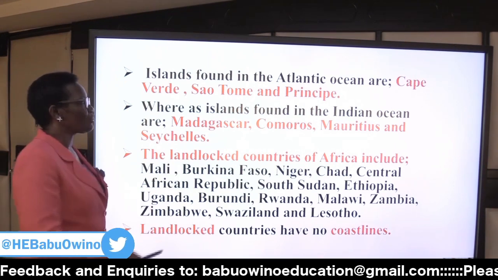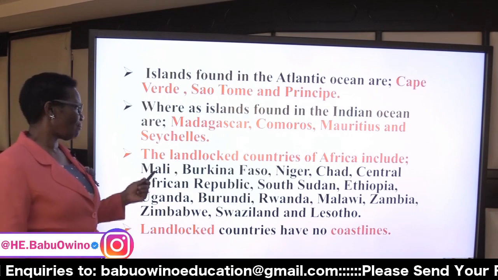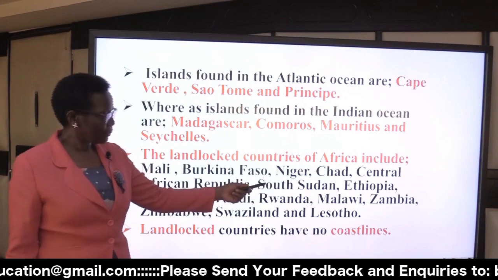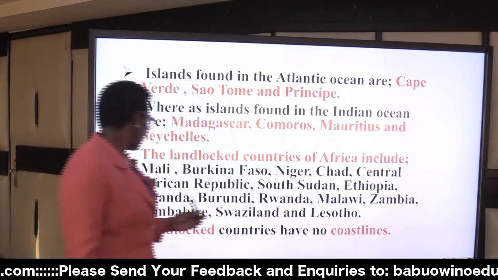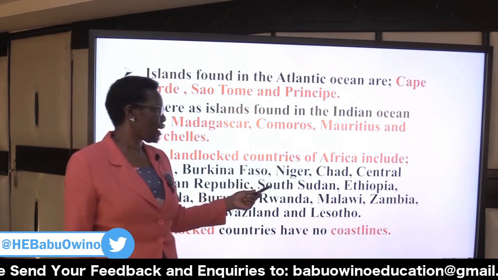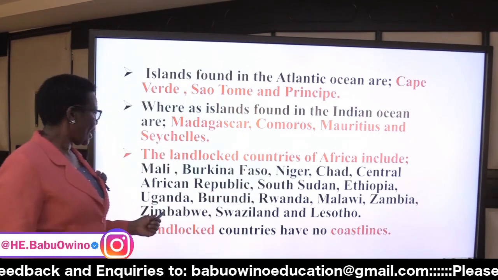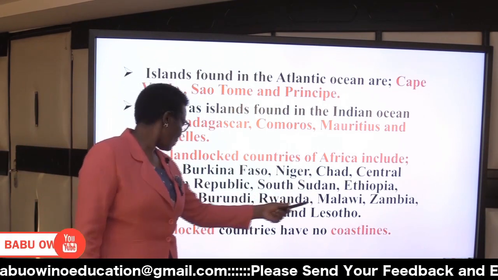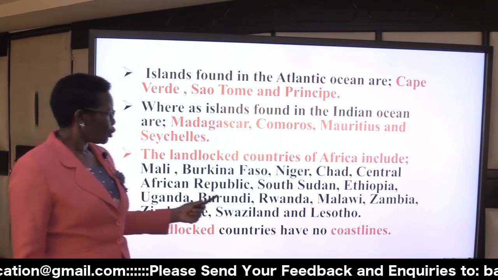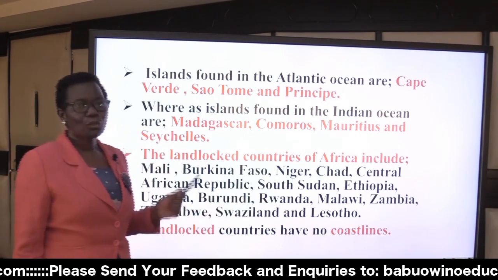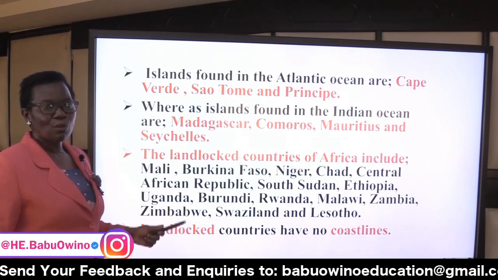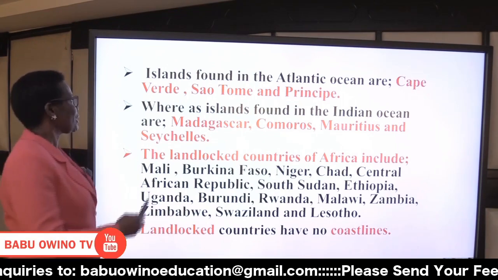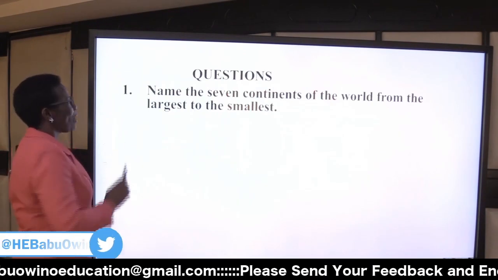So the landlocked countries of Africa include the following. We have Mali, Burkina Faso, we have Niger, Chad, Central African Republic, South Sudan, Ethiopia, Uganda, Burundi, Rwanda, Malawi, Zambia, Zimbabwe, Swaziland, and Lesotho. So these countries are landlocked. Even when you look at them in the map, they do not have any coastline. That is how they were made.